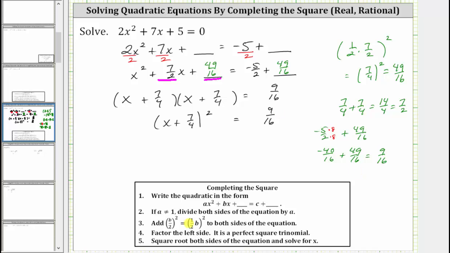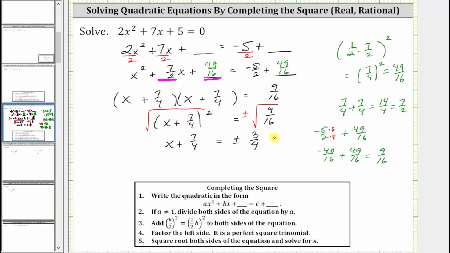And now the last step is to square root both sides of the equation to solve for x. And to make sure we get both solutions, we include a plus or minus on the right. Square rooting the left undoes the squaring, and we're left with x plus 7/4. On the right, we have plus or minus the square root of 9/16. 9 is a perfect square, and so is 16. This simplifies perfectly to plus or minus 3/4.